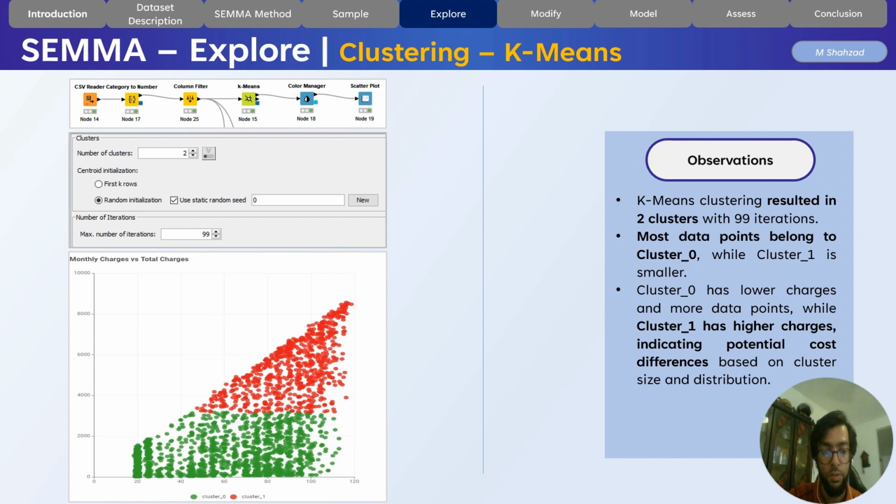So we can see and understand from here that the k-means clustered based on the cost of monthly charges of each customer. So the customers who have higher monthly charges are in cluster 1 and those customers who have lower monthly charges are in cluster 0.